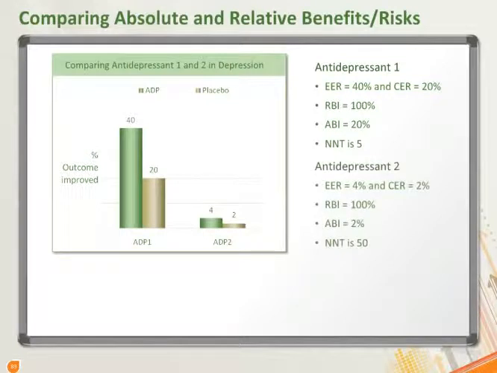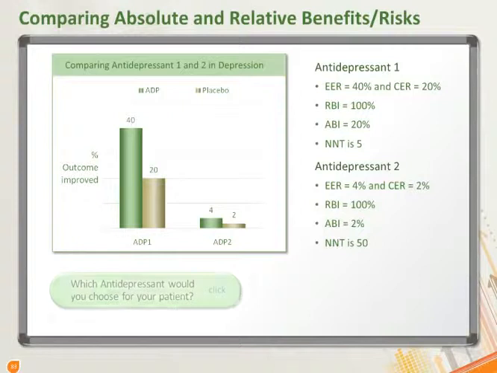For the study with ADP2, the EER is 4% and the CER is 2%. The relative benefit increase is 100%, which is exactly the same as ADP1. But the NNT shows that you would need to treat 50 people with ADP2 to get 1 additional person better. Which antidepressant would you choose?